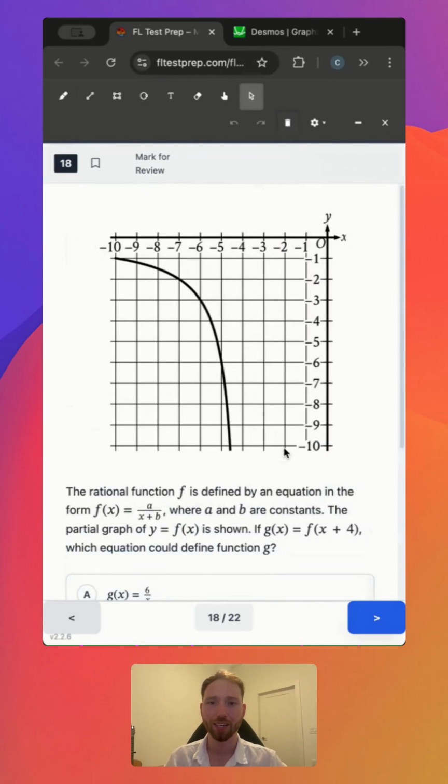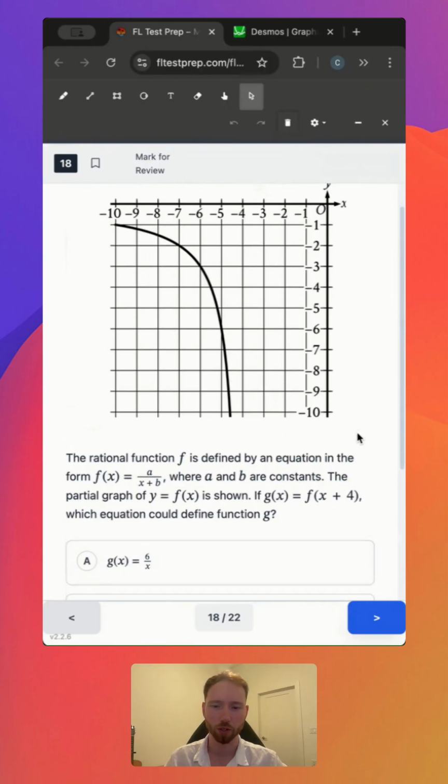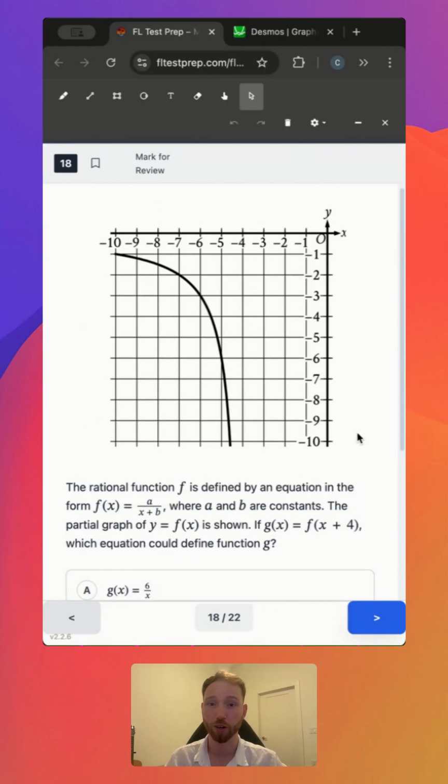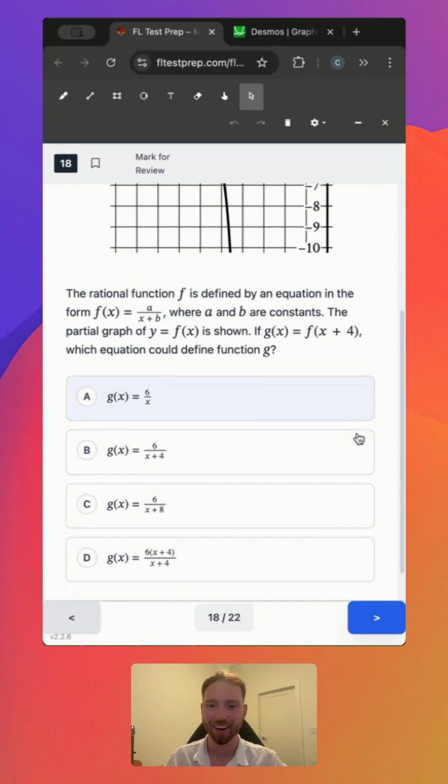Oof. Can you guys solve this? Ooh, what's this? What type of question? Can you solve this exponential question on the SAT? All right, let's take a look.